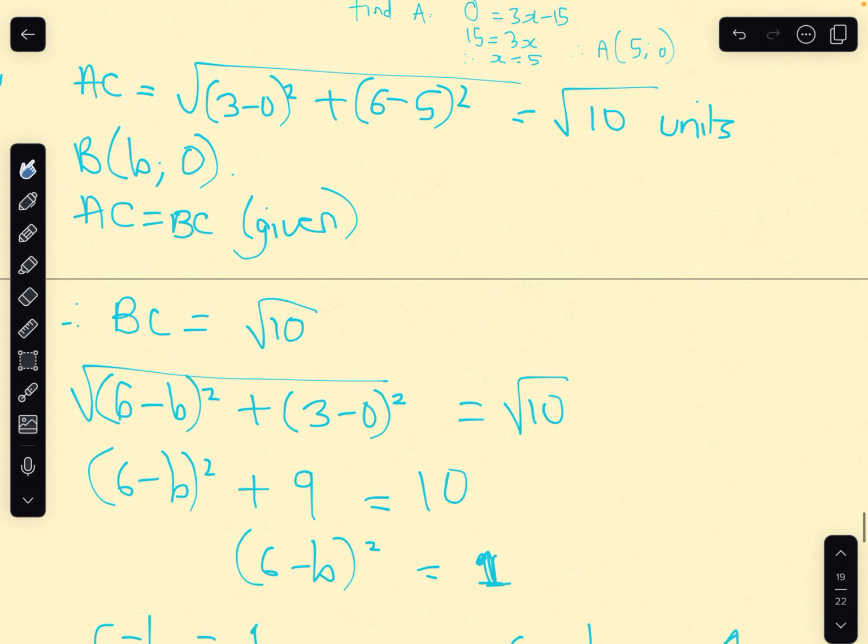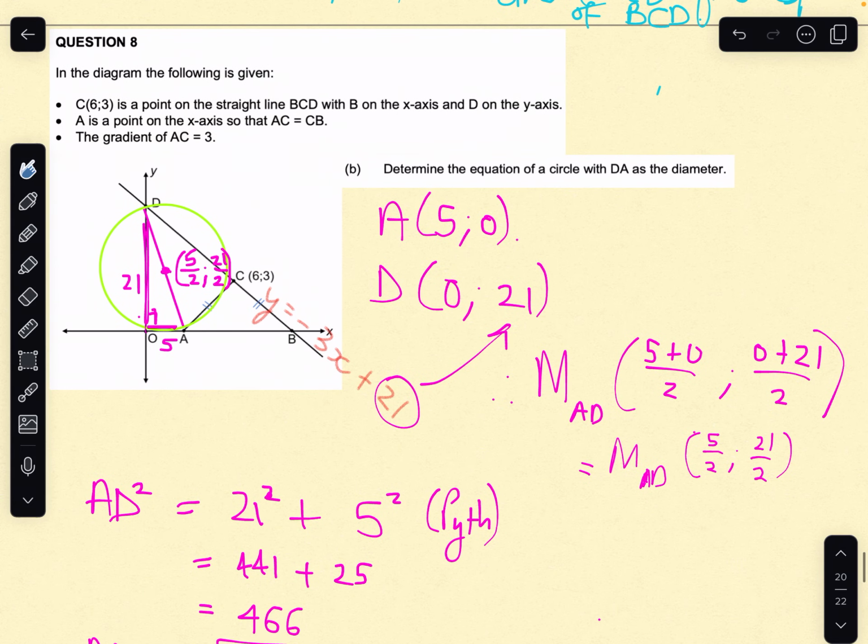Now for the moment of truth. The other one. Oh, guys, it's looking promising. We aren't completely in agreement though, so let's see where we're not agreeing. Here they found the coordinates of A, which we also found to be 5, 0, and D is 0, 21. Yes, we agree. The center of the circle will just be the midpoint of DA, which is indeed 5 over 2, 21 over 2. Now, to find the equation of the circle, they just sub in 5, 0 into the equation to find R.